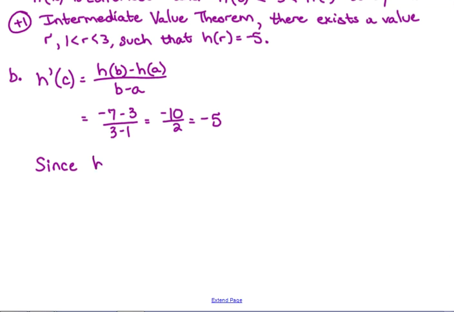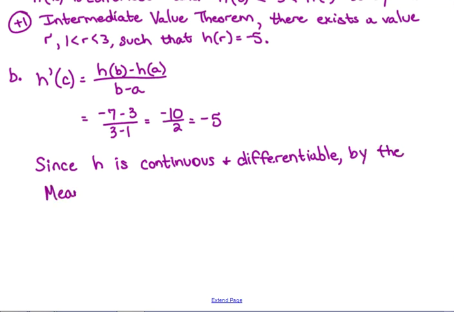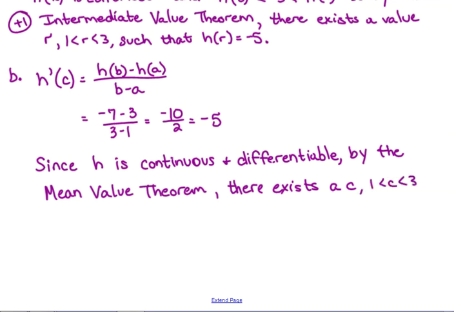So since h is continuous and differentiable, by the mean value theorem, there exists a c between 1 and 3 such that h prime of c equals -5.